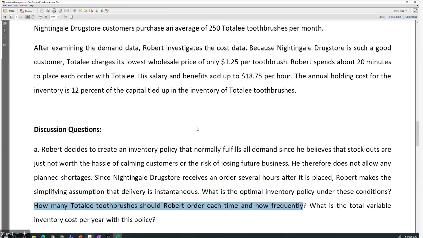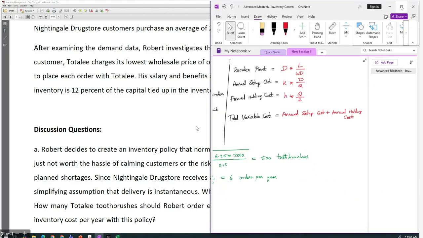So with this, we are done with part A. How many total brushes should we order and how frequently should we order? Now you tell me, what should I do? What should be my inventory policy?